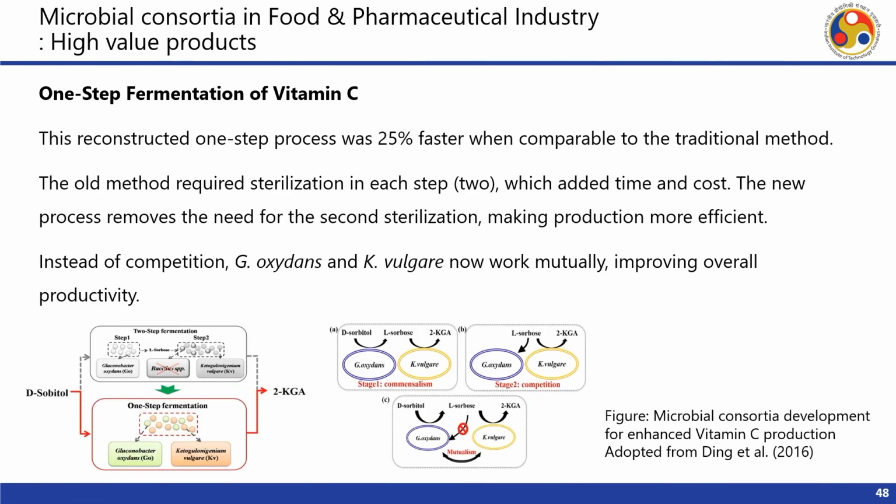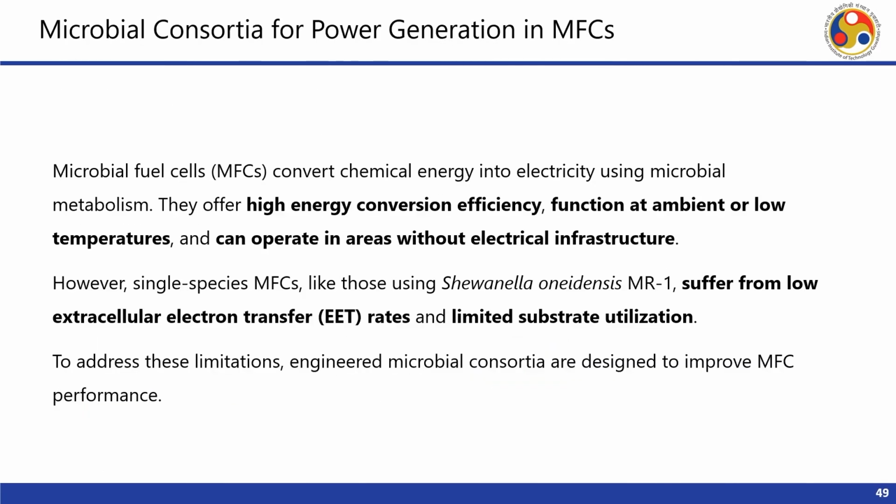So, this reconstructed one-step process using this consortium was 25% faster than the two-step method used earlier, which is the traditional method. The old method required sterilization at each step, which added time and cost. The new process removes the need for the second sterilization, making production more efficient. Instead of competition, Z. oxydans and K. vulgare now work mutually, improving overall productivity.